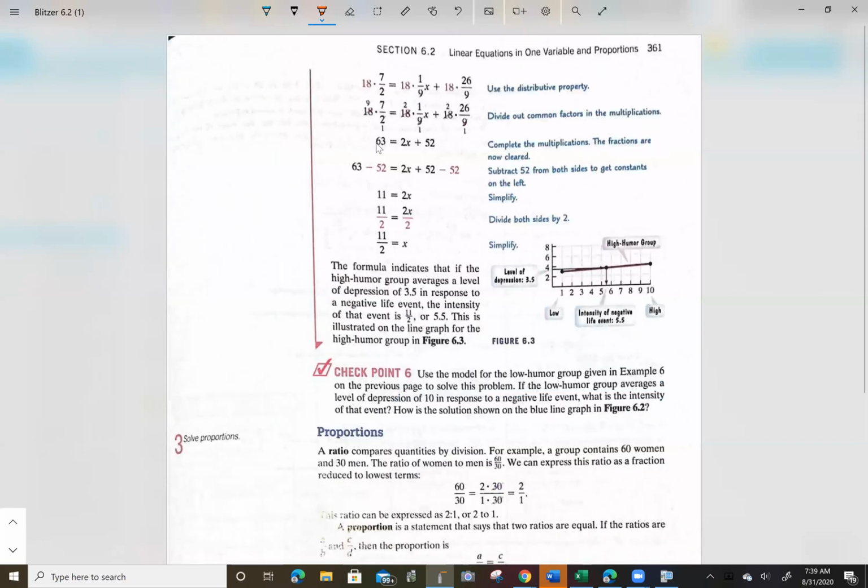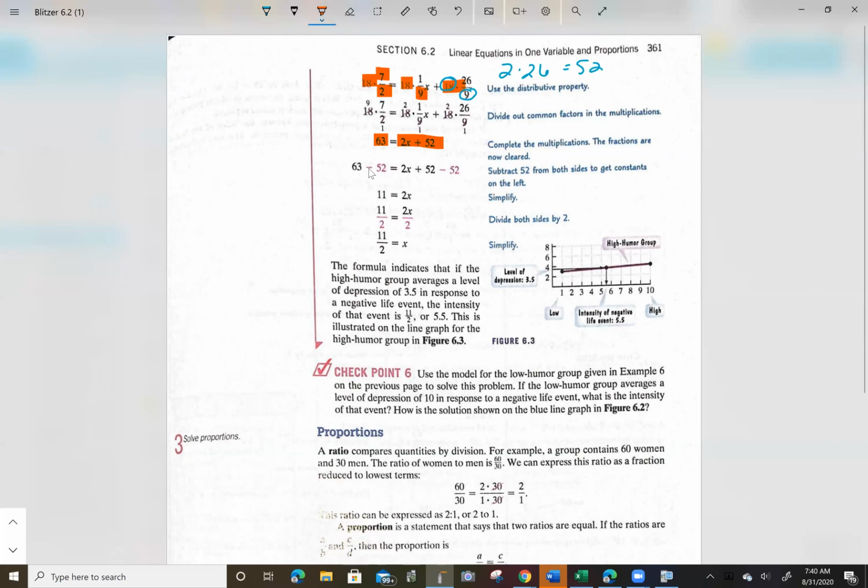And then once it does that, it gets 63 is equal to 2x plus 15. Right here, 2 can go into 18 9 times, and 9 times 7 gave us the 63. Over here, 9 can go into 18 2 times, and 2 times 1 gives us the 2x, which is what we got here at the bottom of the equation. And then 9 can go into 18 twice, and 2 times 26 is 52.